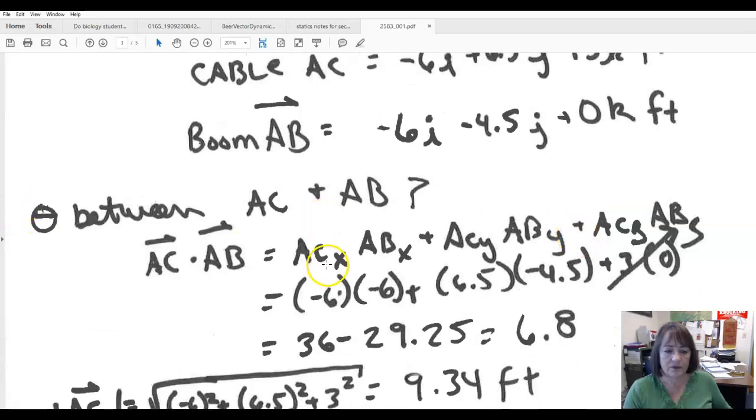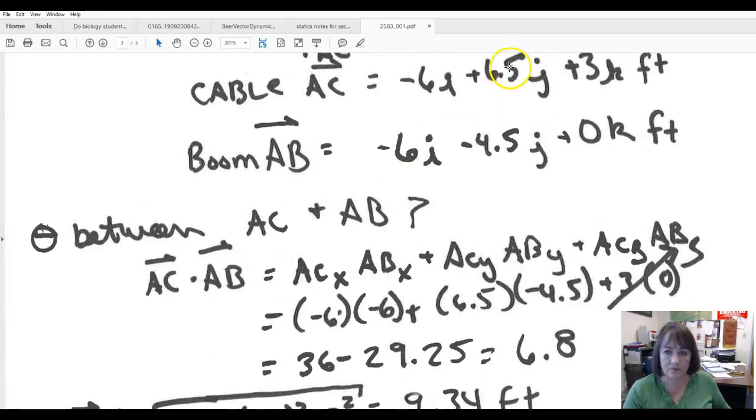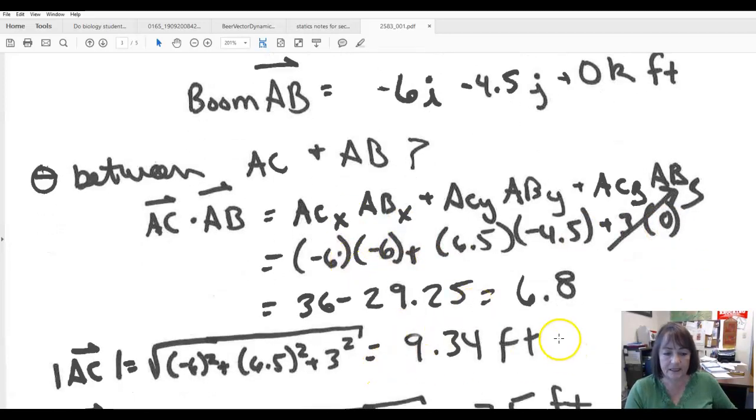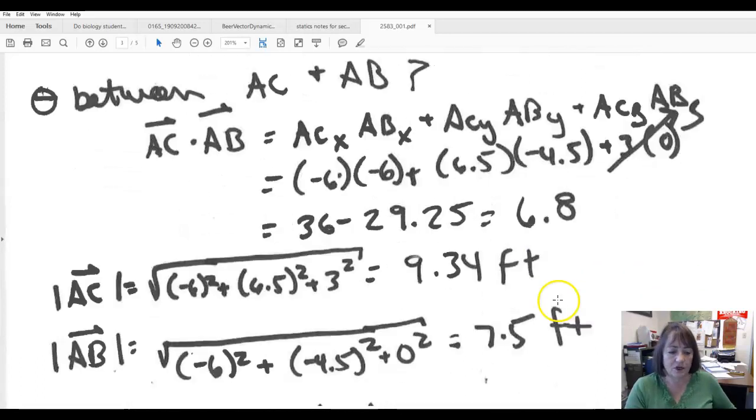To find theta between them, I found AC dot AB by just taking the x components, -6 and -6, multiplying them, the y components, 6.5 and -4.5, and the z components, 0 and 3, which of course, anything times 0 goes to 0. Reducing that and finding the number, which is 6.8.